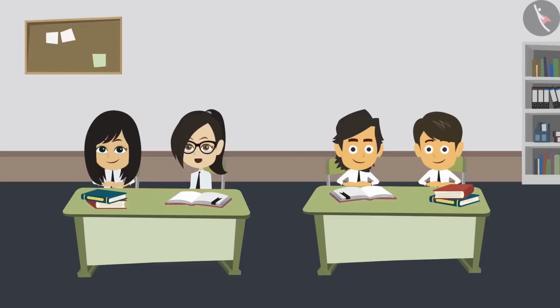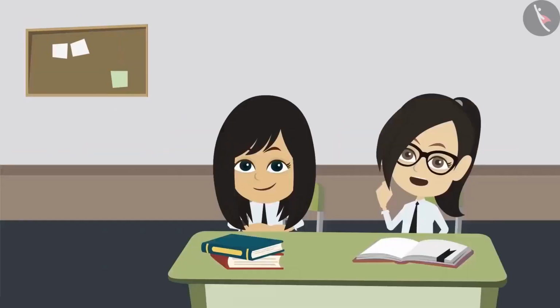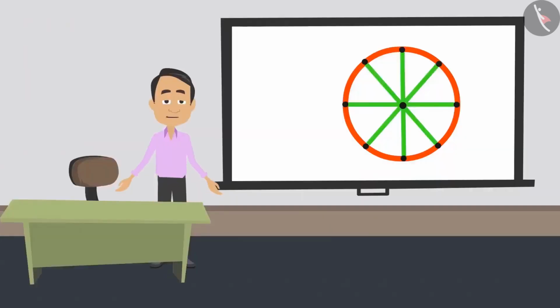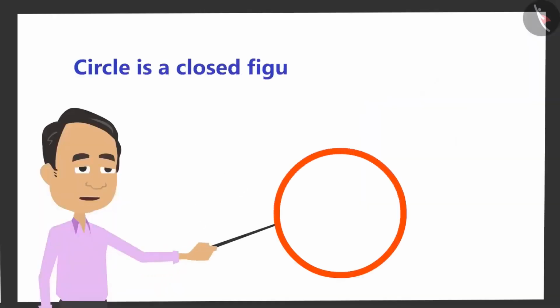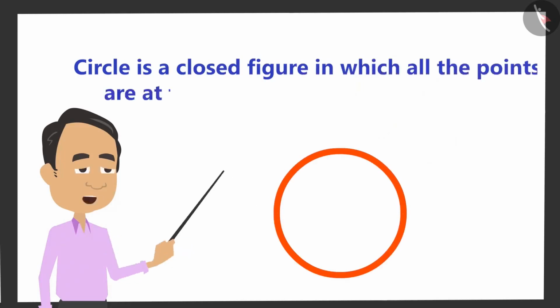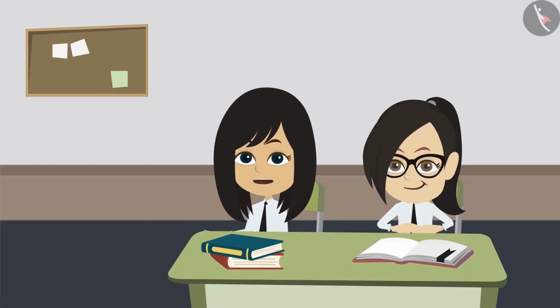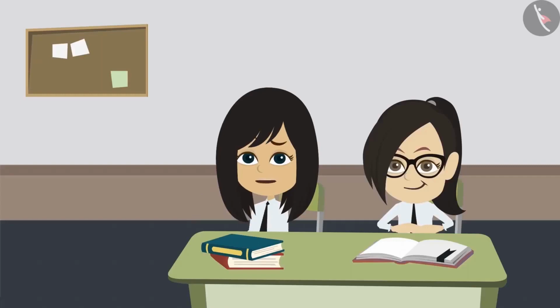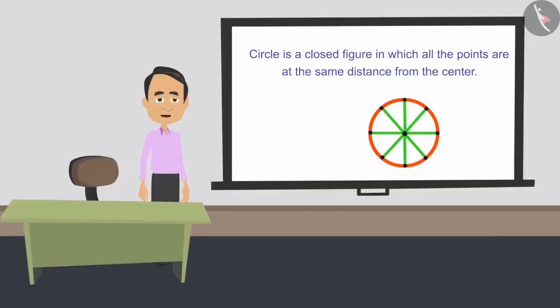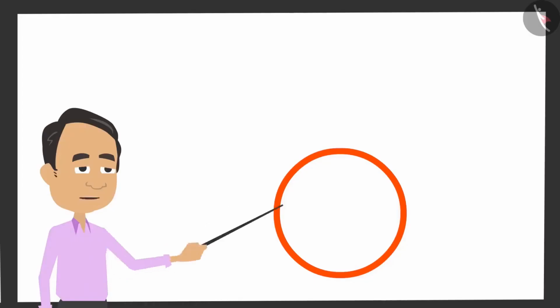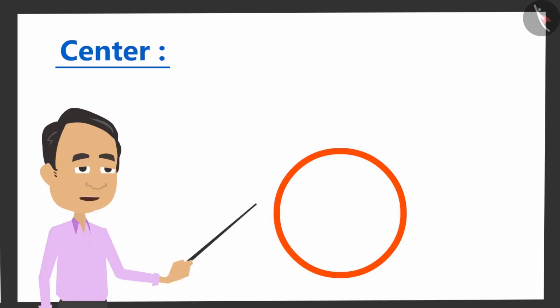Okay, sir. We understood these things about a circle. But what is the definition of a circle? If you write properly what you have understood, you will get the definition of a circle. Look, circle is a closed figure in which all the points located in it are at equal distance from the center. Sir, now we know the definition of circle, but we have not learned how to measure it. As soon as I tell you the properties of a circle, you will learn about measuring it. Sir, then tell us.